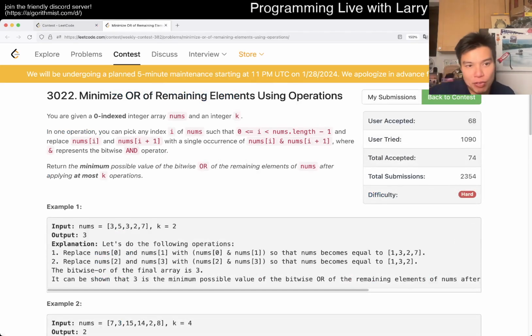This is me going over Q4 of the weekly contest 382. Minimize all of remaining elements using operations.